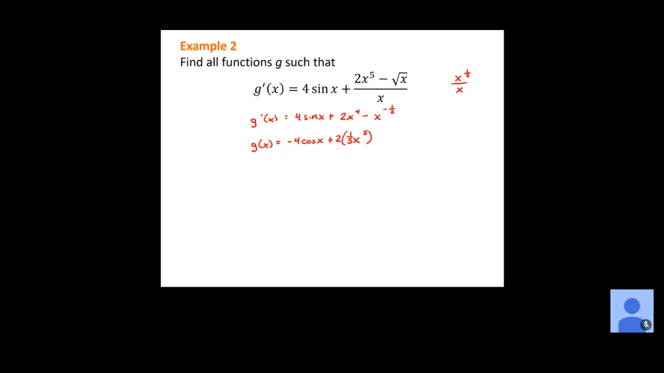We will come back and simplify that. 2 times 1/5 is 2/5. But for right now, if you just keep the 2 and then think about x to the 4th, what's its antiderivative, we can do it that way. Now let's get our last term. So we have our minus. What's the antiderivative of x to the -1/2 going to give us?